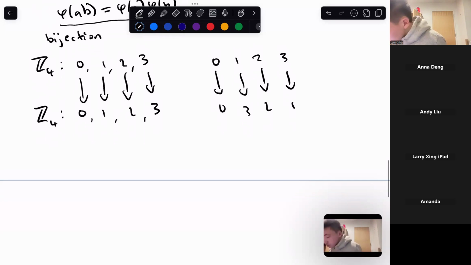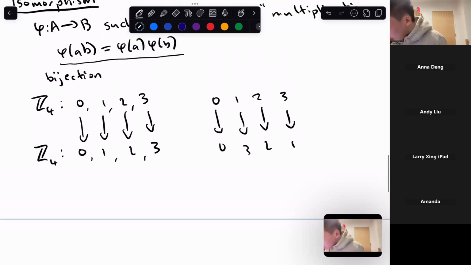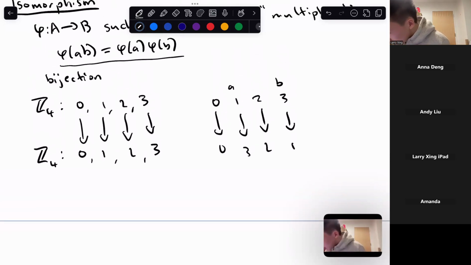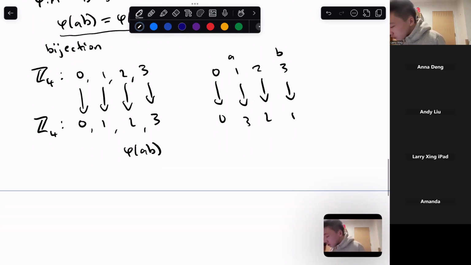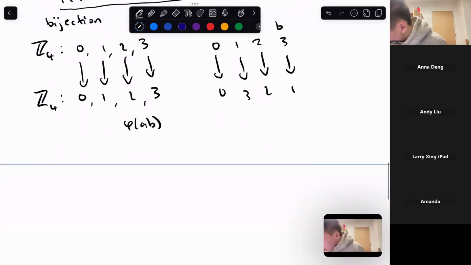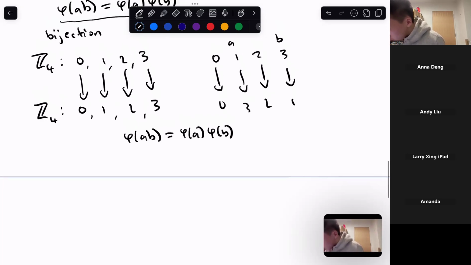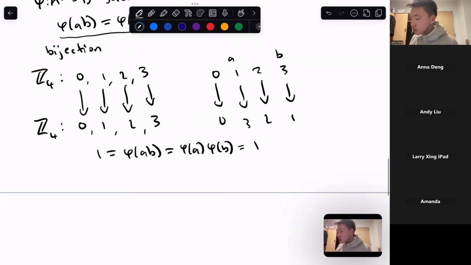Because let's say you had A and B here. Then phi of AB, just to demonstrate for 1 and 3, phi of 3 is 1. And in this case, if we do phi of A times phi of B, this also maps to 1. So this is also an isomorphism.